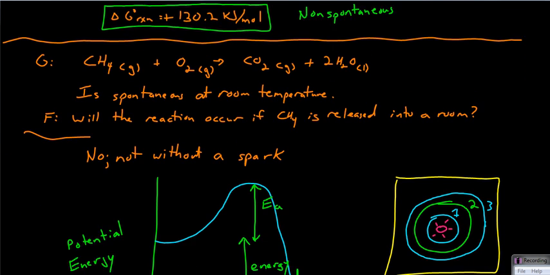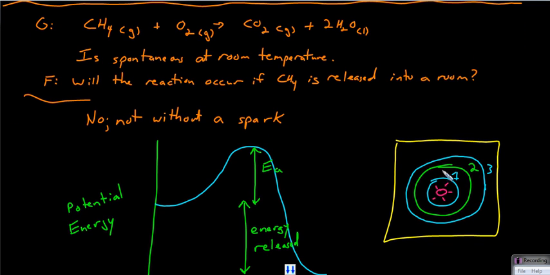Consider just another topic. Let's say that you were to release some natural gas into a room, so a pipe is broken in your apartment. Now, it's in the presence of oxygen, and it can react spontaneously with that oxygen to provide carbon dioxide and water. Now, is this reaction actually going to occur? We know that it's spontaneous at room temperature, but will that reaction occur if you just release it into the room? Well, the answer is no, not without a spark.